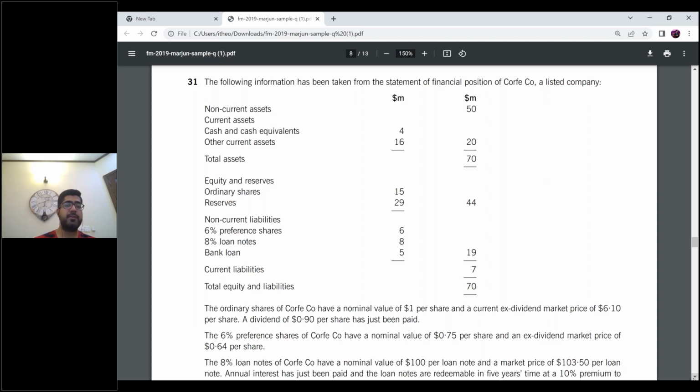Equity and reserves are ordinary shares 15 million, reserves 29 million, total equity is 44. Non-current liabilities have 6% preference shares 6 million, 8% loan notes 8 million and a bank loan of 5 million. Current liabilities are 7, total equity and liabilities are 70. This is the balance sheet.